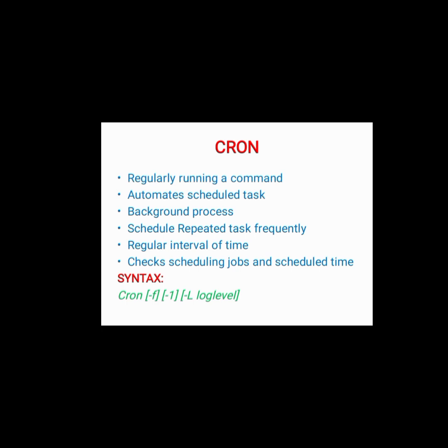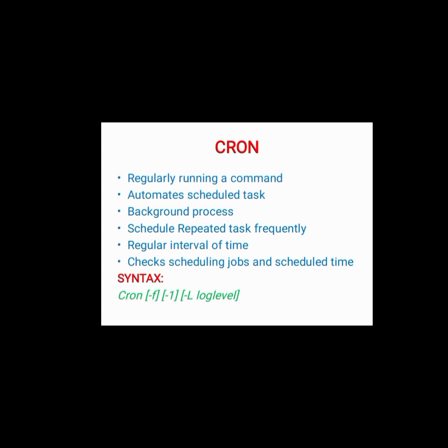And next we will see the cron command. The cron command regularly runs a command monthly, weekly, daily, yearly, etc. It automates the scheduled task at a predefined time. This command runs as a background process and performs the specified operations at the predefined time. Dealing with a repeated task frequently is a job for the system administrator, and he can schedule such processes to run automatically in the background at regular intervals of time by creating a list of commands using cron.